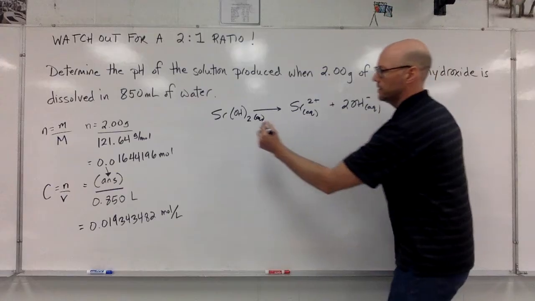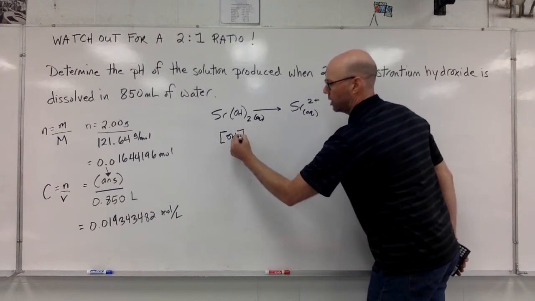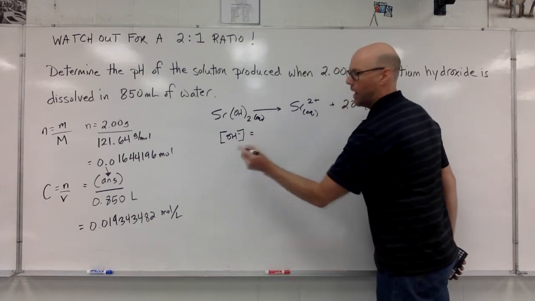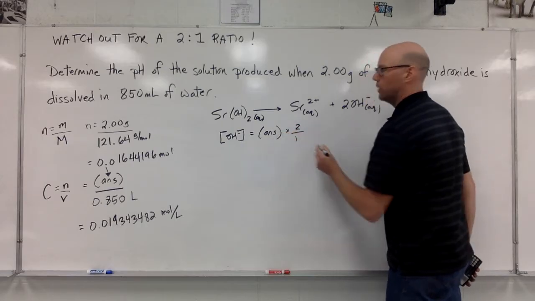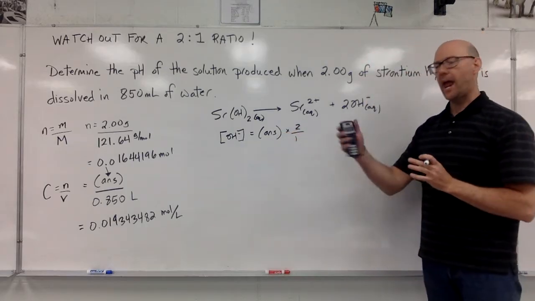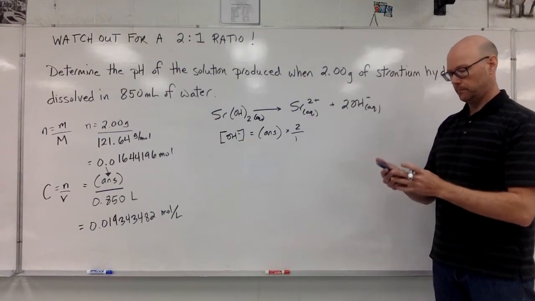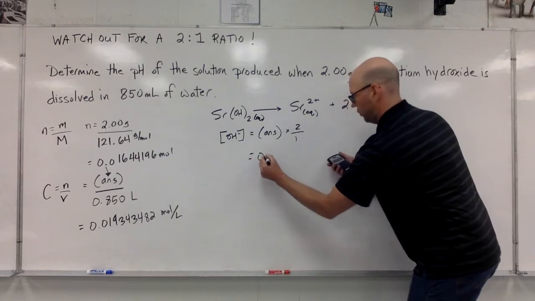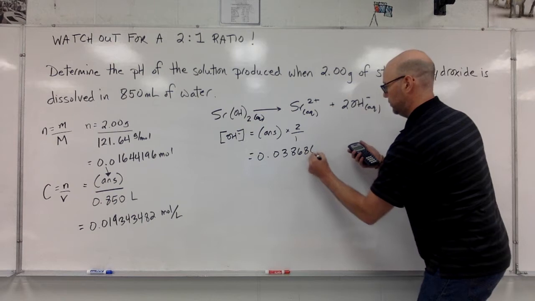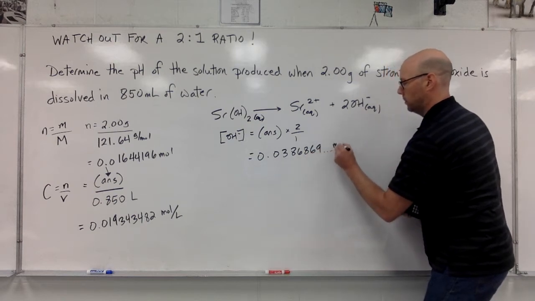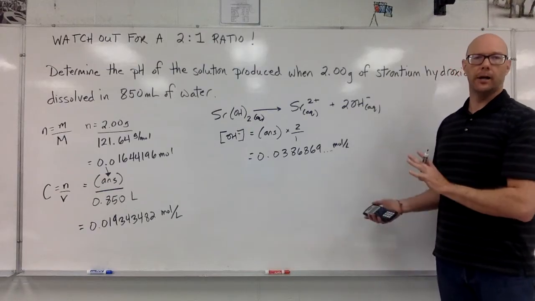So we need to take this answer and say that the concentration of these hydroxide ions is our answer down here times our 2-to-1 ratio. That answer is still on my screen, and I'm going to multiply it by 2. And I have 0.0386869, etc. moles per liter. The concentration of the hydroxide ions.